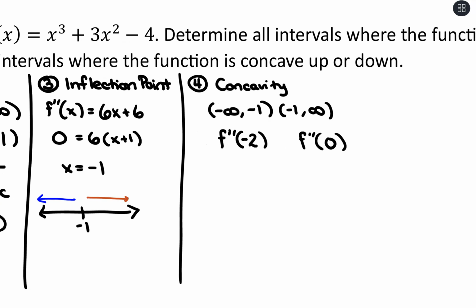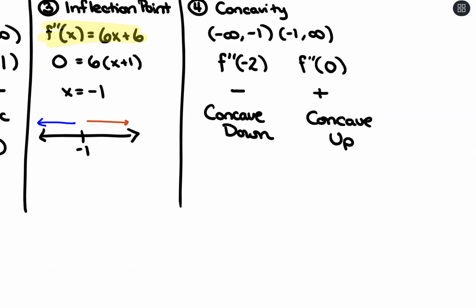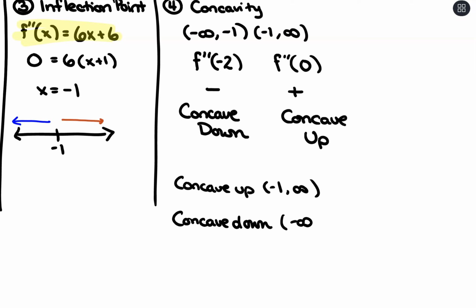So I'm going to take that and plug it into our second derivative function right here. So 6 times -2 is a -12 plus 6, that's going to come out negative, which tells me we are concave down. And then at the second derivative of 0, that will be a +6, so we are concave up. So this gives me intervals for concavity. So we're concave up from -1 to +infinity, and concave down from -infinity to -1.